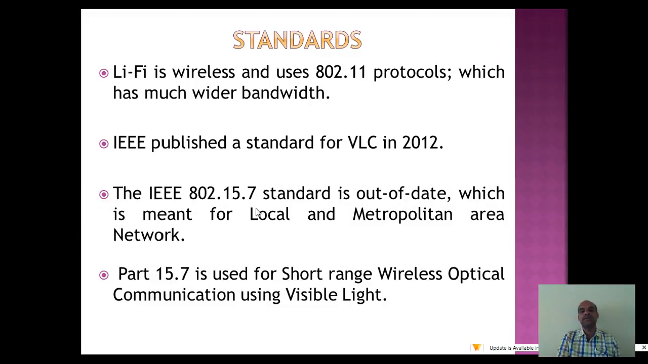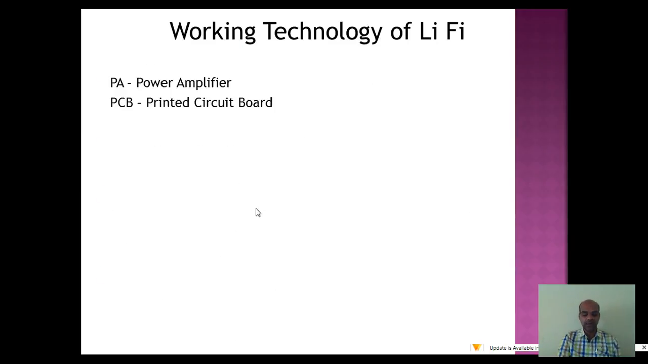Every technology has to have some standards. Likewise, Li-Fi also has some standards from IEEE. In general, Li-Fi uses wireless protocols, that is 802.11 protocols, which have a much wider bandwidth. In 2012, IEEE published a standard for visible light communication. Previously 802.15.7 was for metropolitan area networks, but since that is out of date, the same 15.7 is used for short range wireless optical communication with the help of visible light communication.